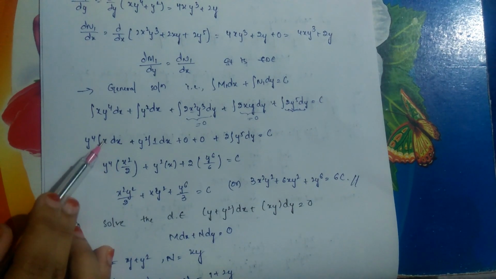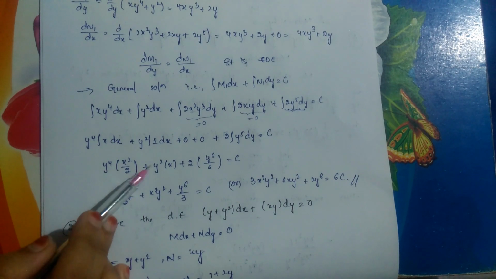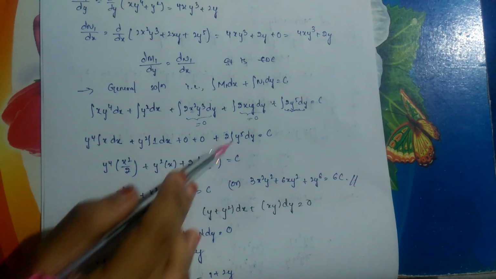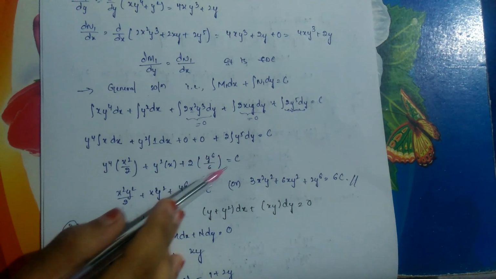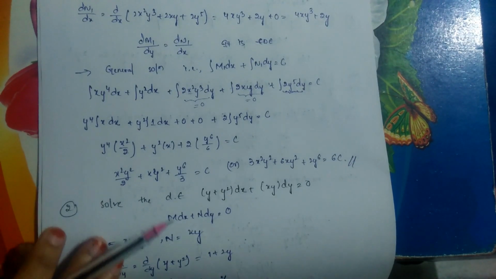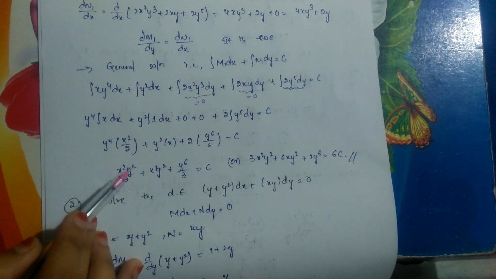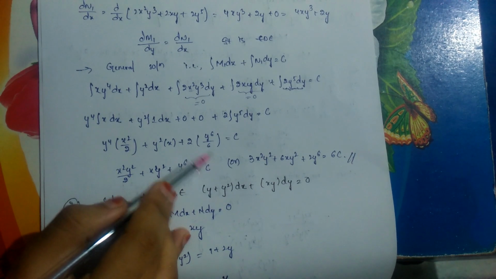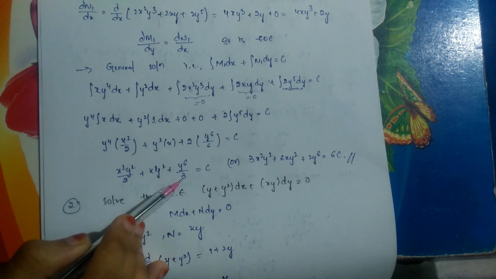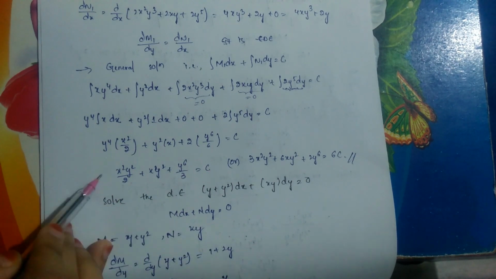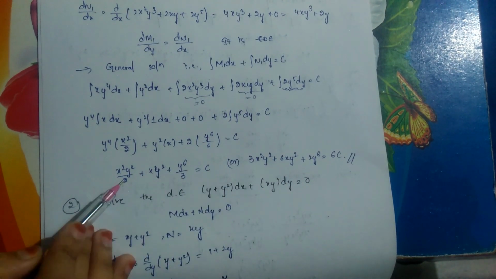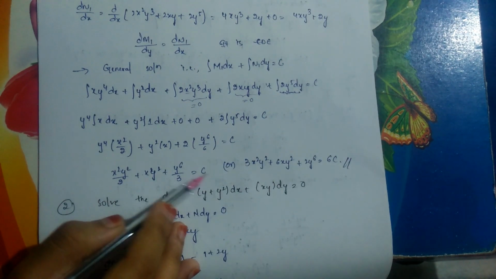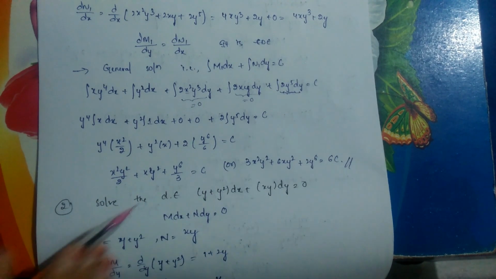So y power 4 into integration of x is x square by 2, plus y square into integration of 1 with respect to x is x, plus 2 into y power 5 integration is y power 6 by 6, that equals c. So simplify this further. We get x square y square by 2 plus x y square plus, 2 ones are 2 and 2 threes are 6, so y power 6 by 3, that equals c. So this is the general solution, or you can even take the LCM here and bring this 6 to the right hand side and multiply it with the constant c, or you can even leave it like this.